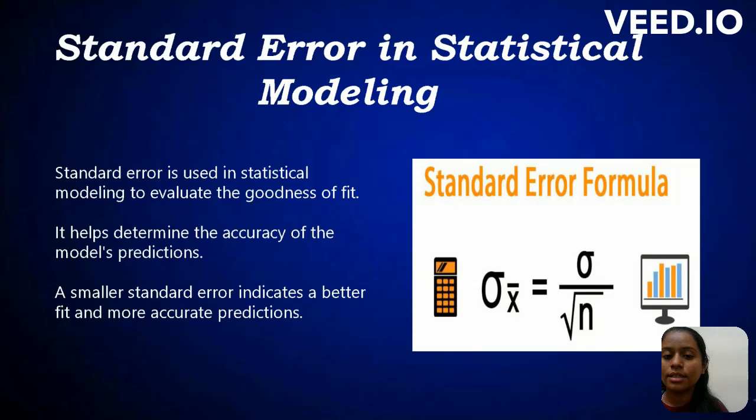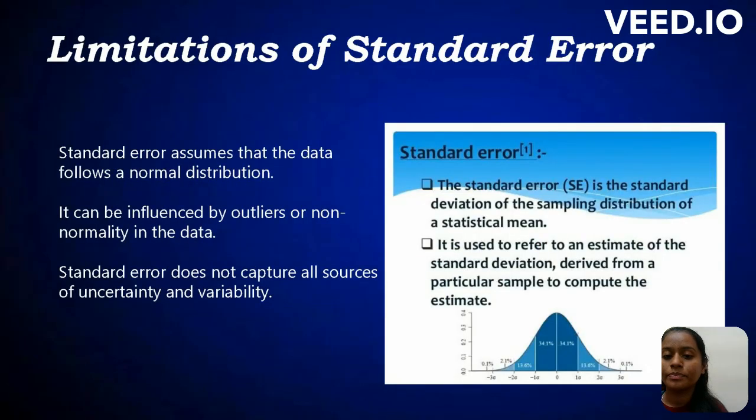Standard error in statistical modeling. Standard error is used in statistical modeling to evaluate the goodness of fit. It helps to determine the accuracy of the model's predictions. A smaller standard error indicates a better fit and more accurate predictions.